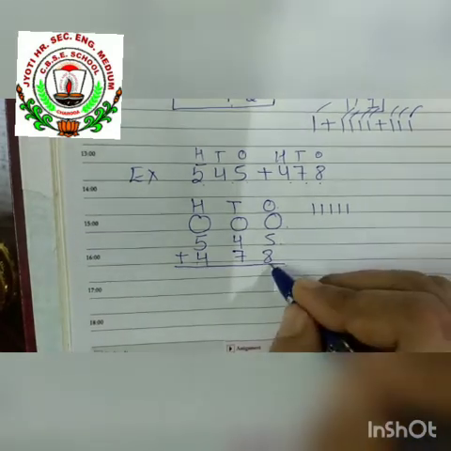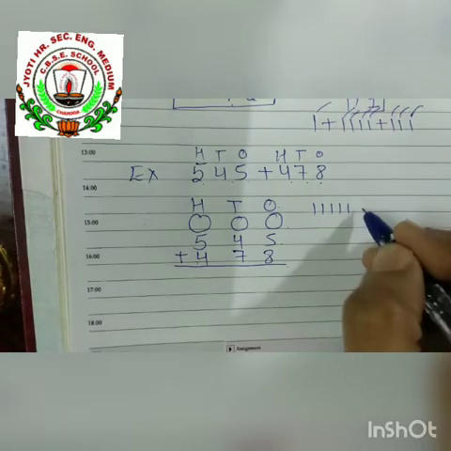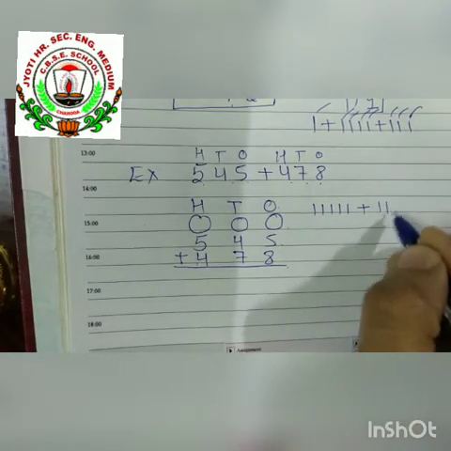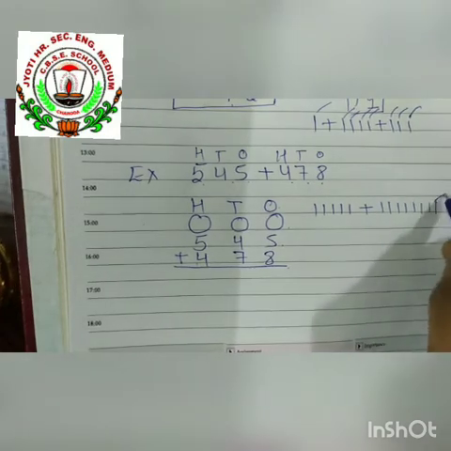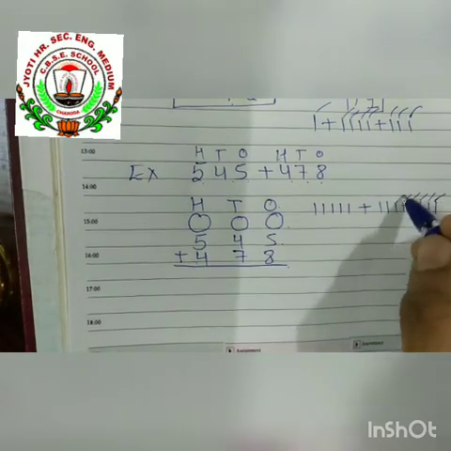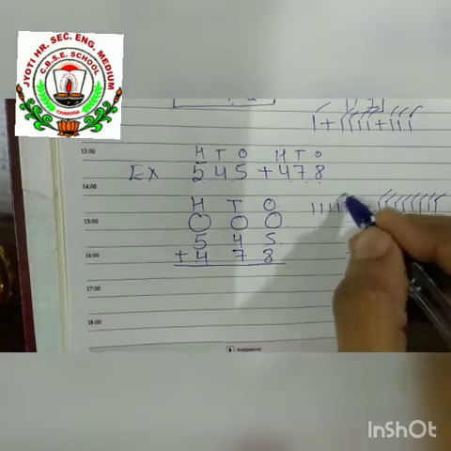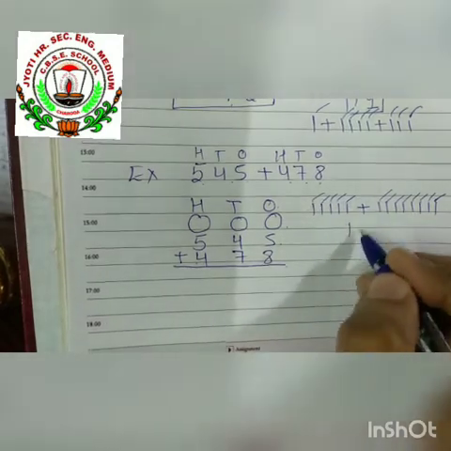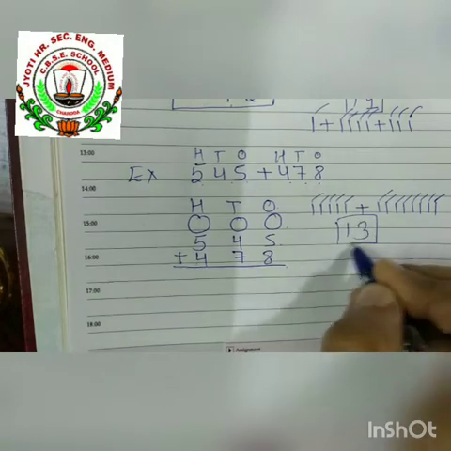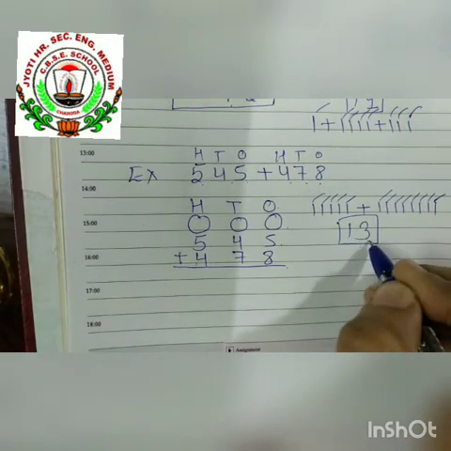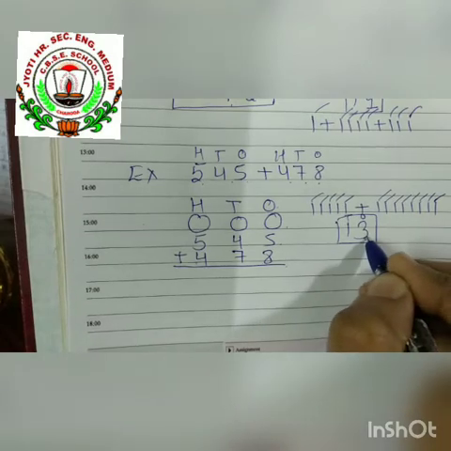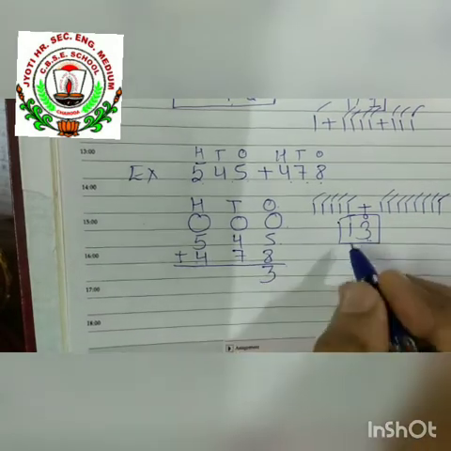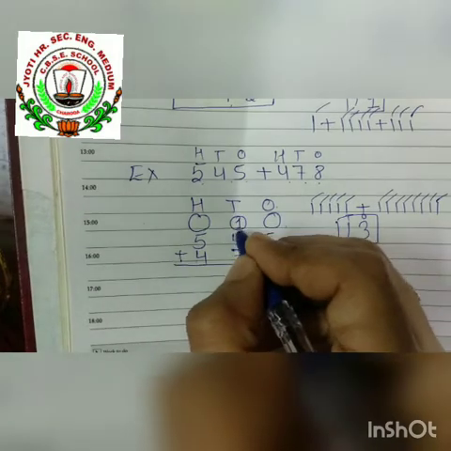Then what is next, below the 5? 8. So we will draw 8 lines. 1 2 3 4 5 6 7 8. Now we will count the total: 1 2 3 4 5 6 7 8 9 10 11 12 13. So how much did we get? 13. So which digit will we write here? The digit which is in the ones place. Which digit is in the ones place? It is 3. So we will write 3 here and 1 will be carried to the next digit.